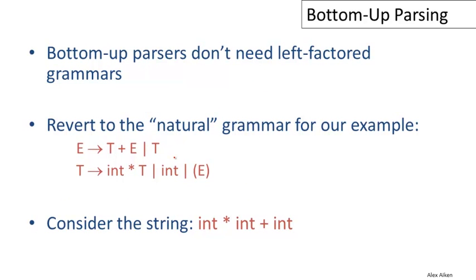One good thing about bottom-up parsers is they don't need left-factored grammars, so we can revert to the natural grammar for our example, and natural here is in quotes because we still have to encode the precedence of plus and times. Bottom-up parsers aren't going to deal with ambiguous grammars. Let's just, as an example, consider how a bottom-up parser would work on the following typical input string.